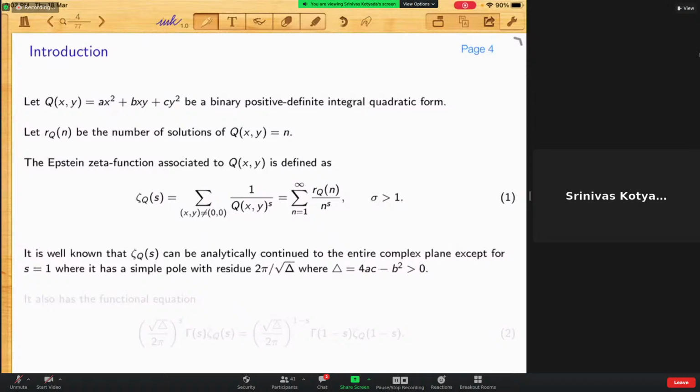The analytic properties of this zeta function are well known. For example, this Epstein zeta function can be analytically continued to the entire complex plane, except for a pole at s equal to 1, which is simple, with residue 2 pi by square root of delta. We denote delta by 4ac minus b squared, which, since Q is positive definite, will be bigger than 0. And it satisfies a nice functional equation of the Riemann zeta type, gamma s going to 1 minus s with these factors.